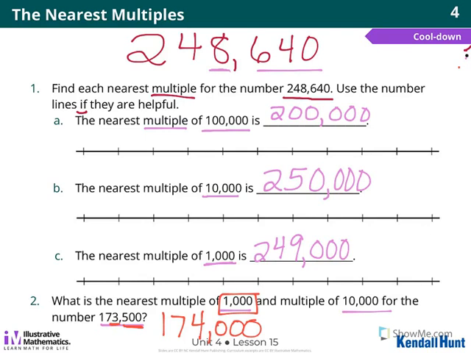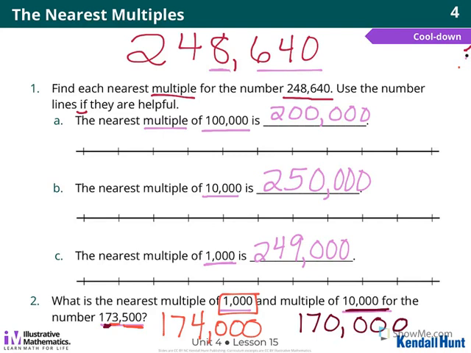Then you guys had to look at the 10,000s place, and that is the 7. And we're thinking, is this closer to 170,000 or 180,000? And it would be 170,000. That looked like a 6. It's a 0. Okay, guys, that is your cool down.